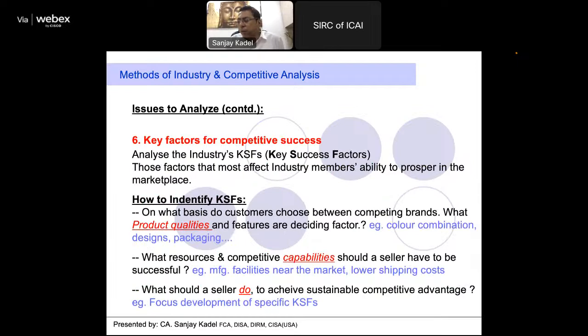Key factors for competitive success. See, every industry has its own set of key success factors. This is also called KSF. What is the meaning of KSF? This KSF, that is key success factors, means those factors or those capabilities which are required for that particular industry. For example, if you take the restaurant industry, the key success factor is that you have to be hospitable, you have to treat your customers with warmth, you have to take care of them, you have to attend to them promptly. These are all the key success factors.